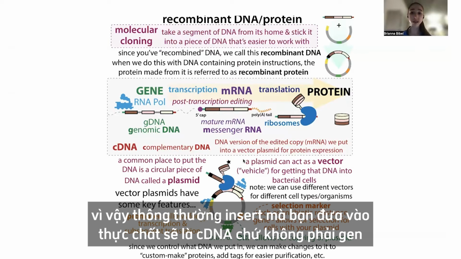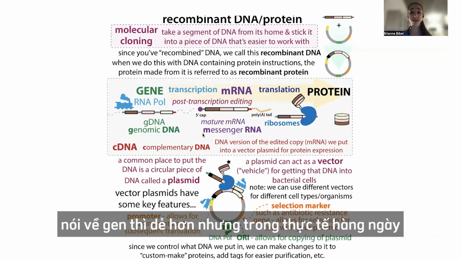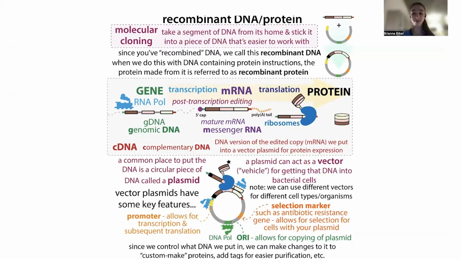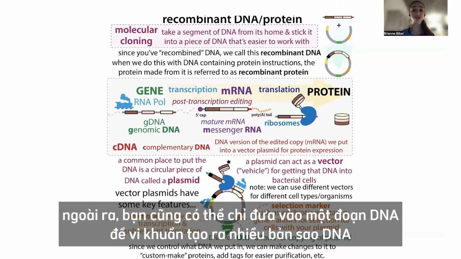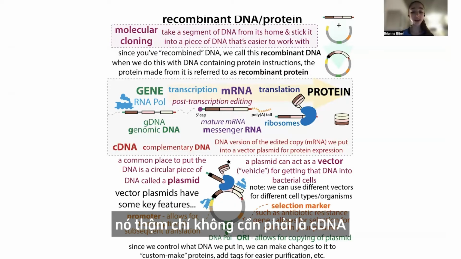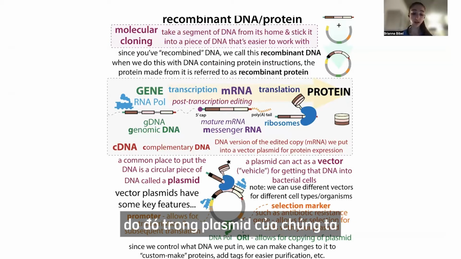plasmid. And so typically the insert that you're putting in is actually going to be a cDNA rather than a gene. It's easier to talk in terms of gene, day to day we might say gene, but it's not actually the gene that you're putting in. Additionally, if you want the bacteria to just make a lot of copies of the DNA, it doesn't even have to be a cDNA you're putting in there. And so insert is the most overarching umbrella term.